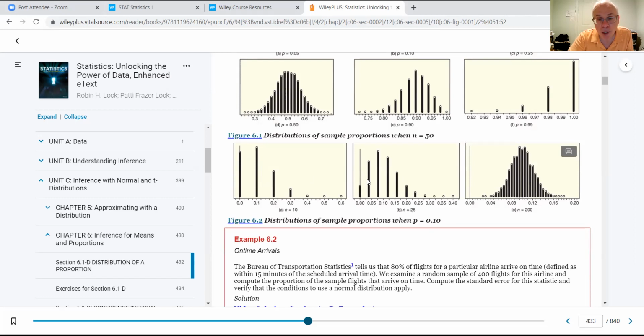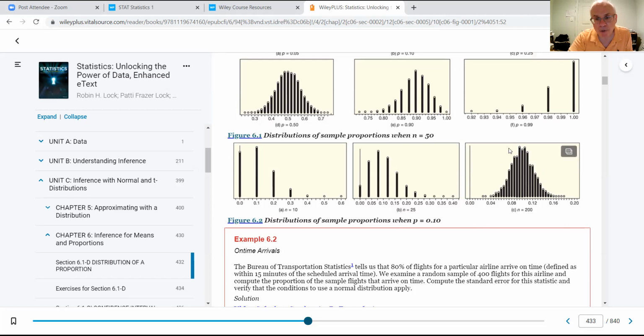It's still below 10. We still see the skewness. But notice now when n is 200, the sample size is 200. Notice 200 times 0.1 is 20. That's above 10. And notice that the sampling distribution is normal. So the whole idea here is we want the sampling distribution to look bell-shaped.